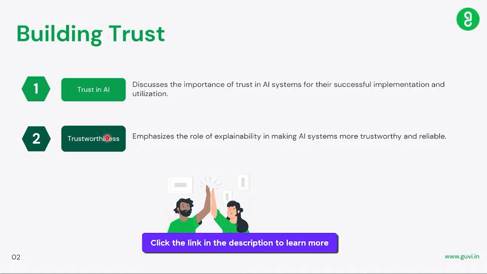So building trust is essential for widespread adoption and success of AI technologies, and explainability is key to achieving trustworthiness. By prioritizing explainable AI, organizations can build trust with customers, regulators, and the public, which could drive confidence and acceptance of AI technologies across various different domains.